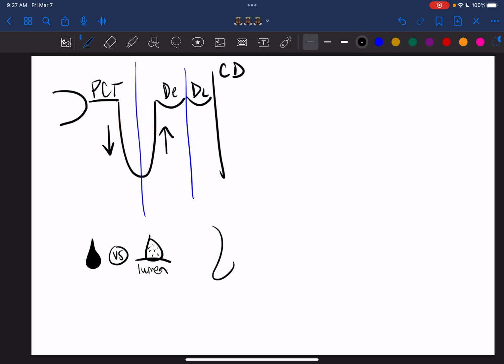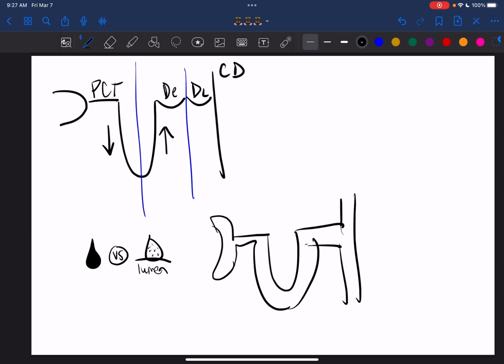So if we draw this tubule, it's going to look like this, right? The tubule is full of pee, right? And then outside of the tubule, you have blood, which are what we call peritubular capillaries. They're just blood vessels that are around the tubule. That's why they're called peritubular.